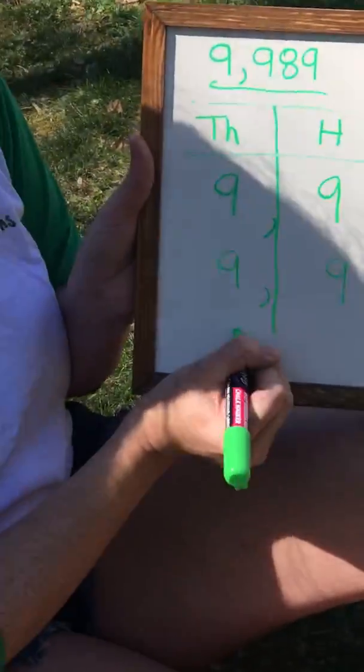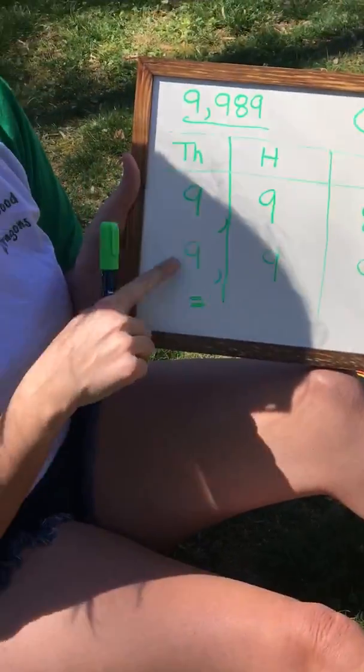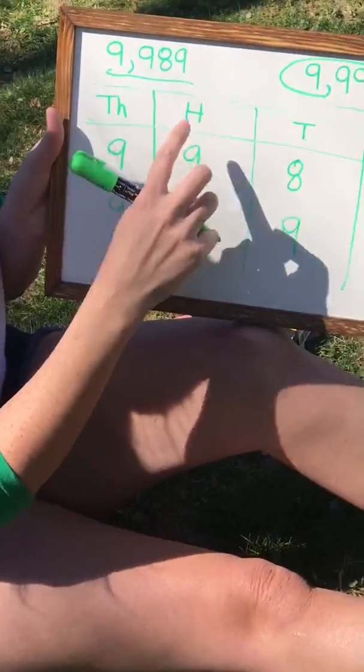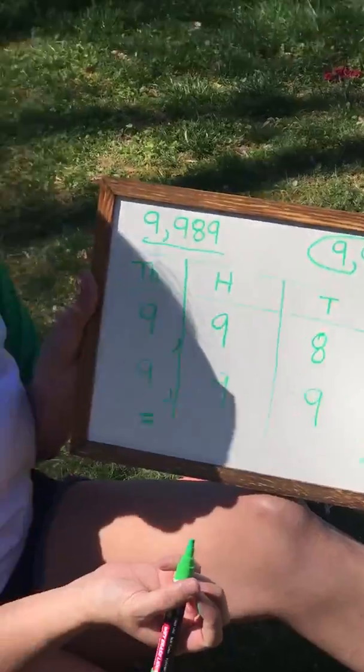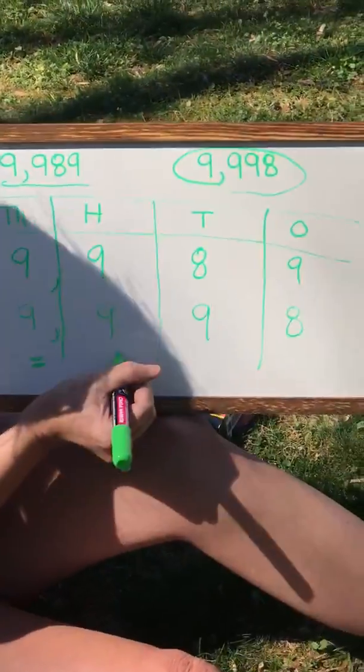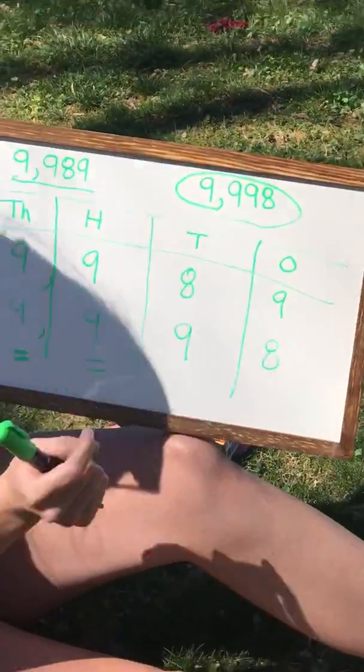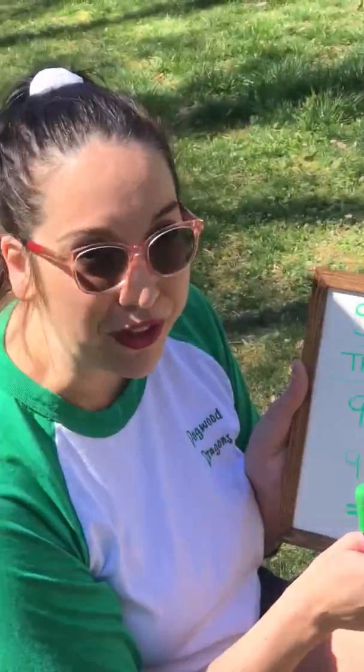compare these numbers. 9 and 9 are equal. 9,000 is equal to 9,000. In the hundreds column, 9 and 9 again are equal. 900, 900 equal. When we get to the tens, now we finally have two different numbers.